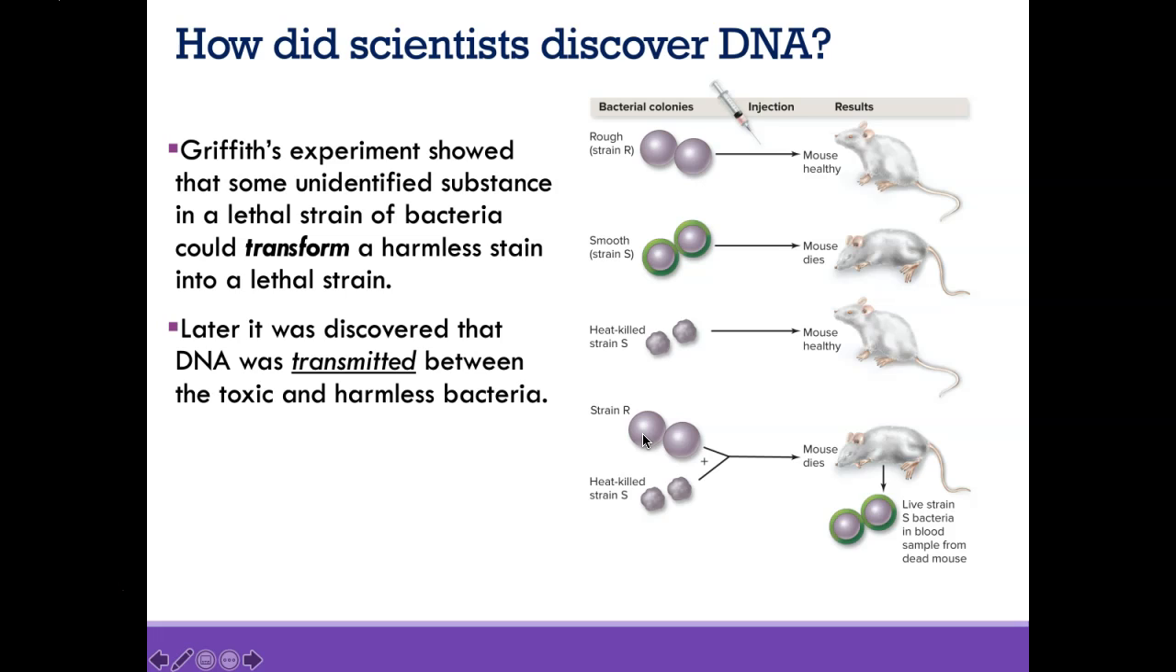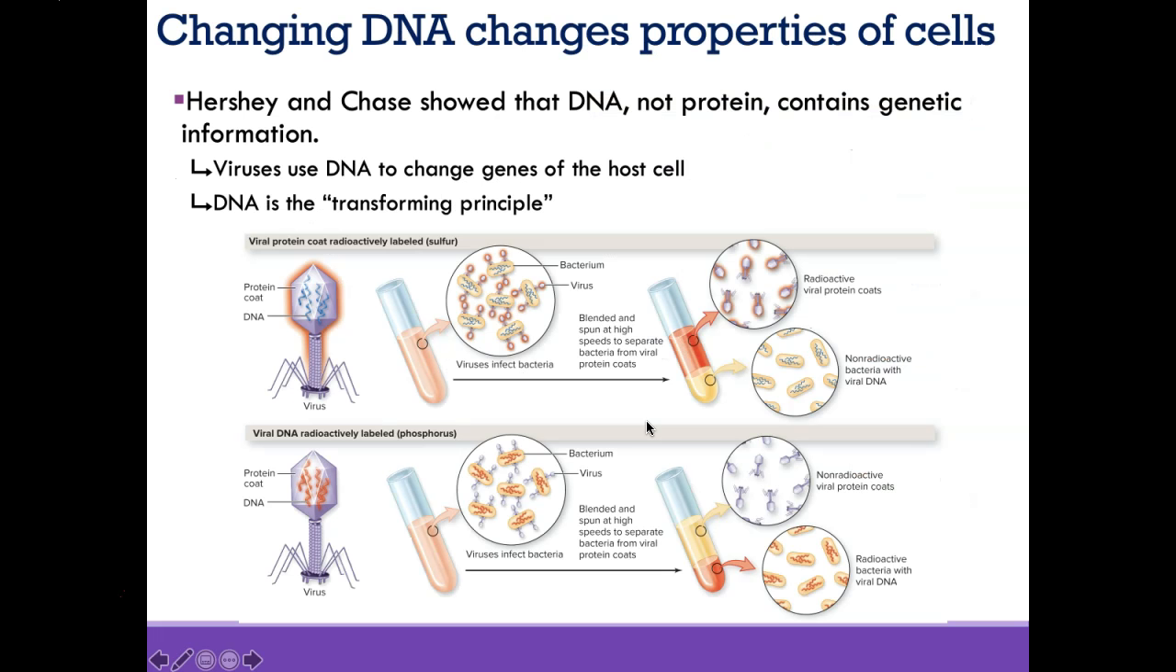And later, it was discovered that DNA was actually transmitted between the toxic S strain and the harmless R strain. So later, we knew that DNA was this transforming substance, but that wasn't very clear, even at this point. They just knew that something was being transmitted between this heat-killed strain and this harmless strain.